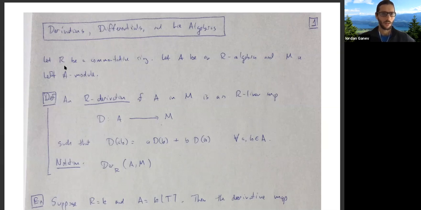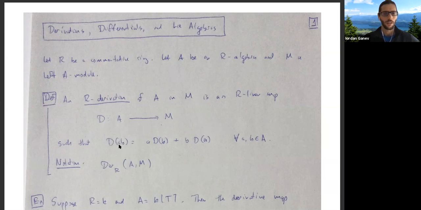In this setting, R will be a commutative ring, and A will be an R-algebra. M will be a left A-module. For most of the time, we'll be assuming A is commutative. Some of these things work more generally if A is non-commutative, but if you just want to have A be commutative the whole time, that's totally fine. An R-derivation of A in M is an R-linear map from A to M. They're both R-modules. This is an R-linear map, and it satisfies the Leibniz identity.